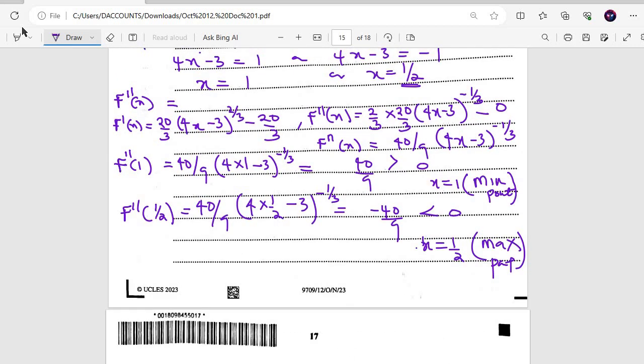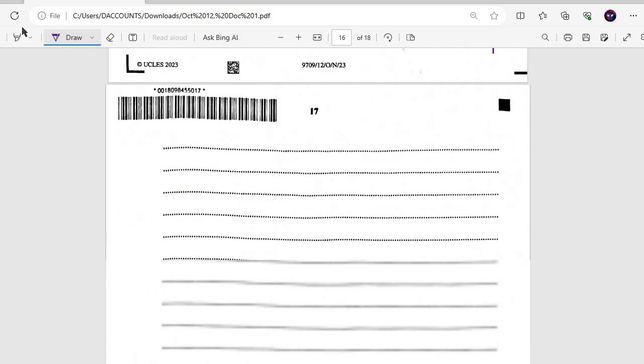There's still space, and I was managing space. So I believe you understand this. So x is equal to 1, the minimum point. x is equal to half is the maximum point.